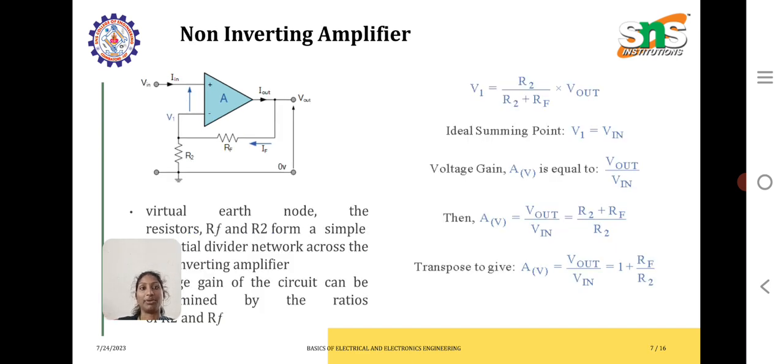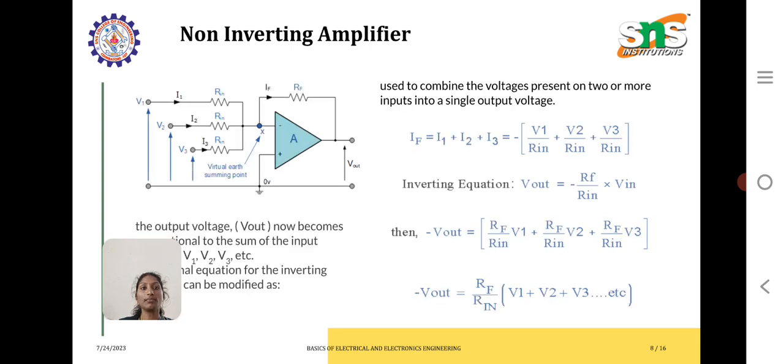Coming to the non-inverting amplifier, V1 is grounded and V input is given. Only one input is given, another is grounded, and it is given as the feedback. So V1 will be equal to, as both the resistors are in parallel, R2 by R2 plus RF into the output voltage. This will be the voltage gain value of the non-inverting amplifier, that is V output by V input. Here we derived the inverting equation, current equation and the output voltage equations.